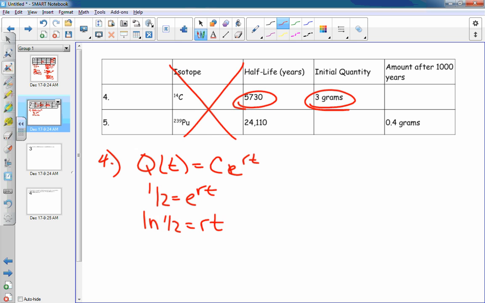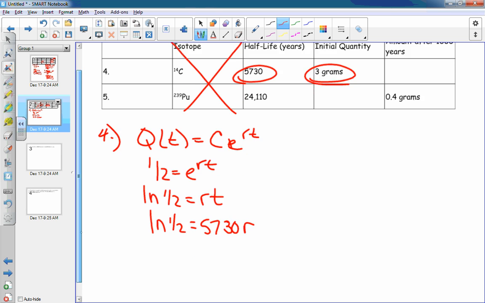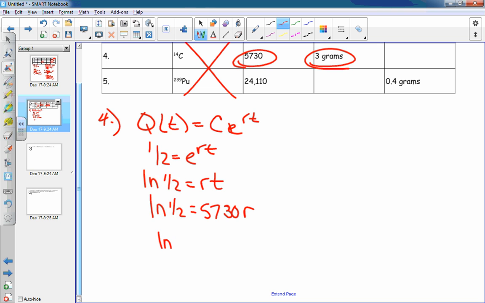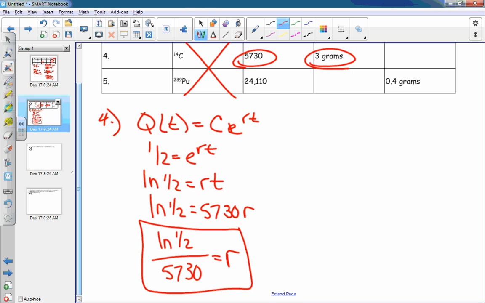Well, I need to find my rate. How long did it take for my half-life? What was the time? So the natural log of 1/2 is equal to 5,730 r. So now how do I find r? Natural log of 1/2 divided by 5,730, and that's going to be equal to my r value. Do we understand that? That's my rate.